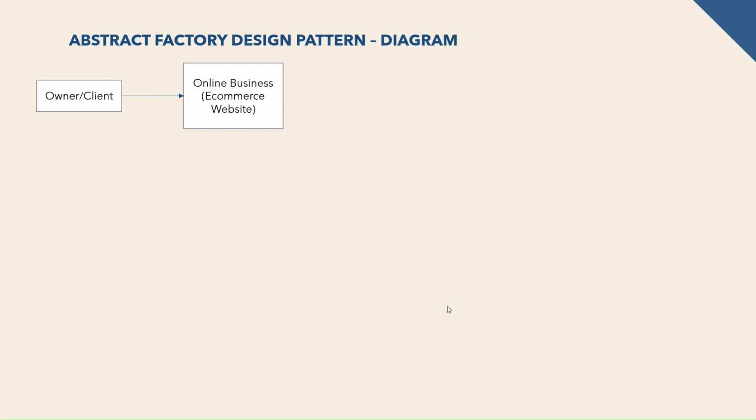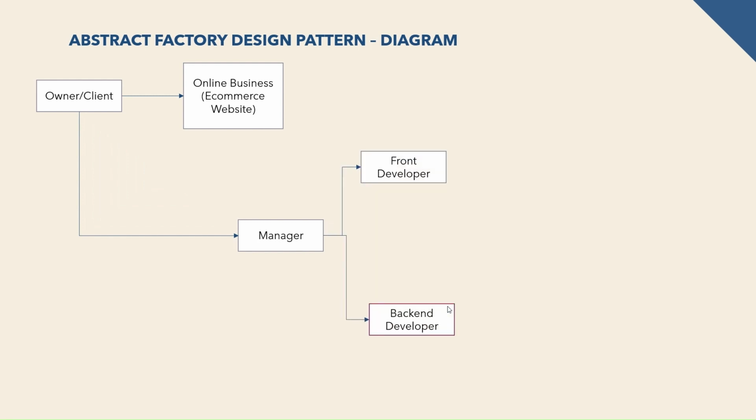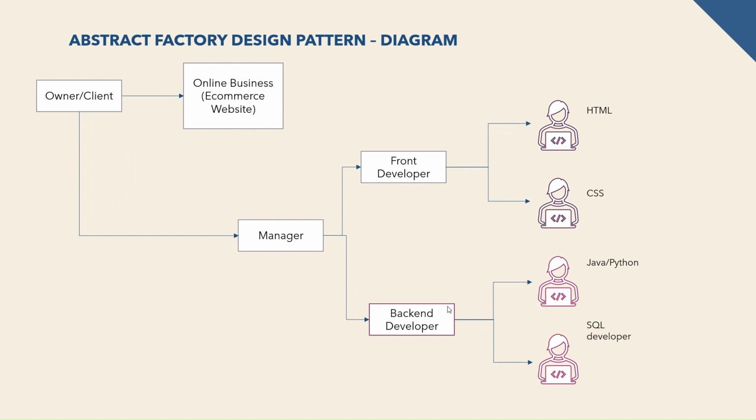Suppose a client is planning to do some changes in his application. He is going to call the manager and tell all his requirements to the manager. The manager is responsible to pick up the corresponding developer. That can either be the front-end developer or a back-end developer. The front-end developers are the HTML developers and CSS developers, who are responsible to do some UI changes. The back-end developers are the Java or Python developers for the business logic, and for the CRUD operations in a database, it is the SQL developer.